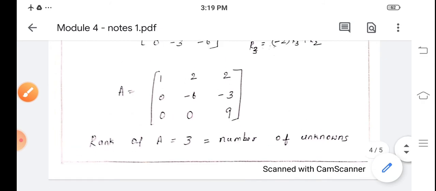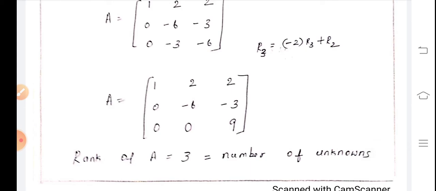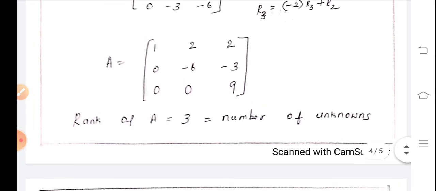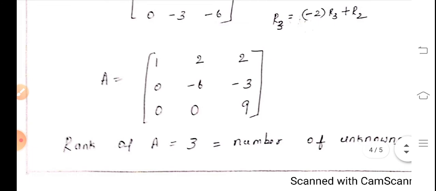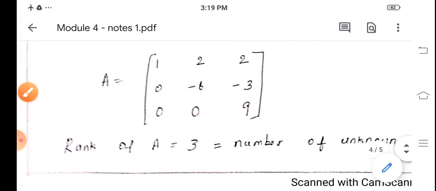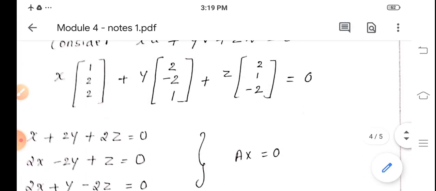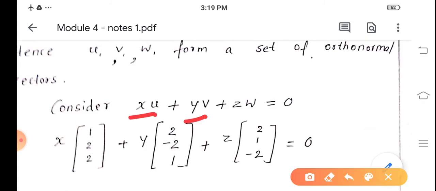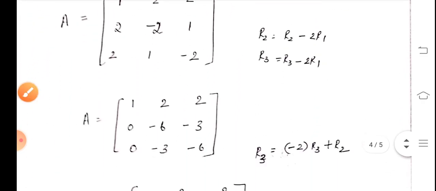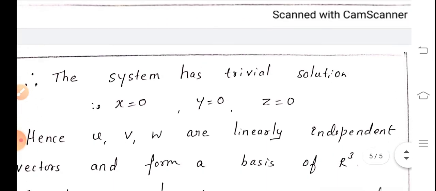So here the matrix is reduced to echelon form, and the rank of the matrix is the number of non-zero rows in the echelon form. So here there are 3 non-zero rows, so we write the rank equal to 3. But n is the number of unknowns, and here we are taking 3 scalars x, y and z. So n is equal to 3. So we are getting rank equal to 3 and n equal to 3, so r is equal to n.